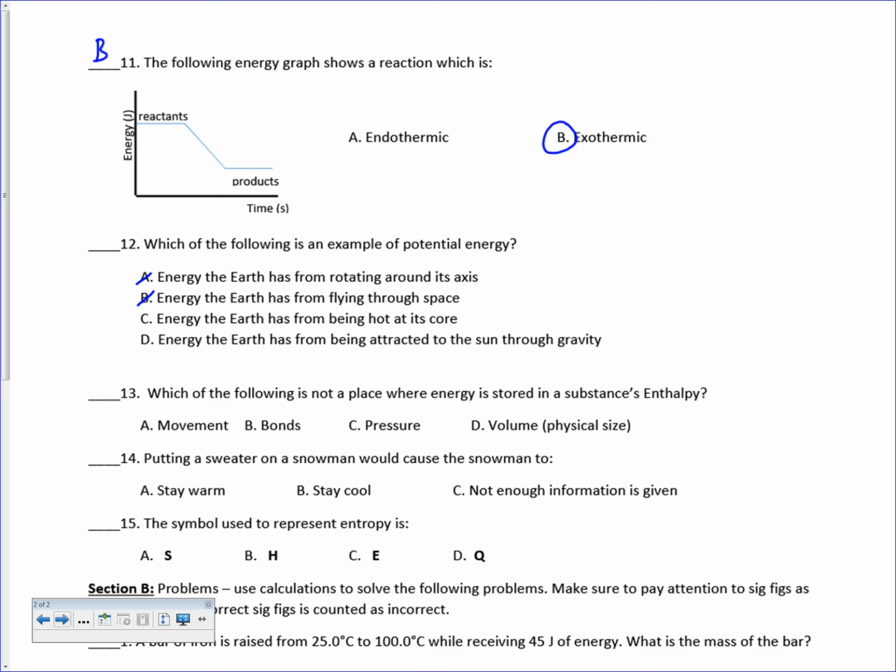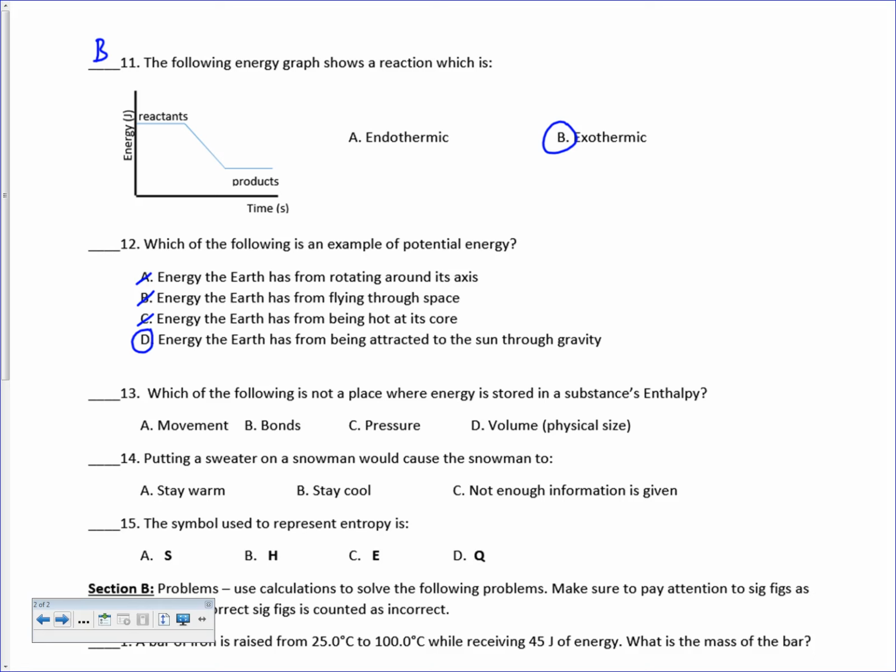Energy the Earth has from being hot at its core. Now this one is a little bit confusing because you don't see large macroscopic motion in this case, but what's going on is you've got that microscopic motion, the motion of the particles. And so being hot is high temperature usually, and that means that the particles are moving around a whole lot, and so that's related to the kinetic energy as well. So by process of elimination, we can see that it's D, the energy that the Earth has from being attracted to the sun through gravity.